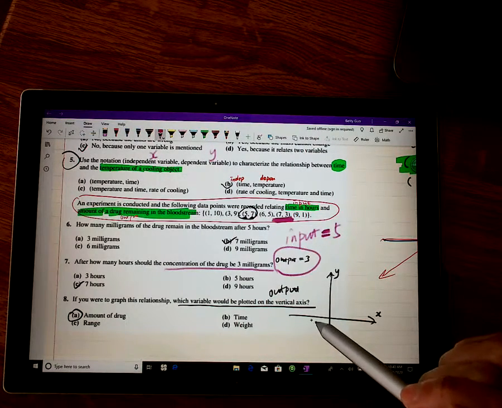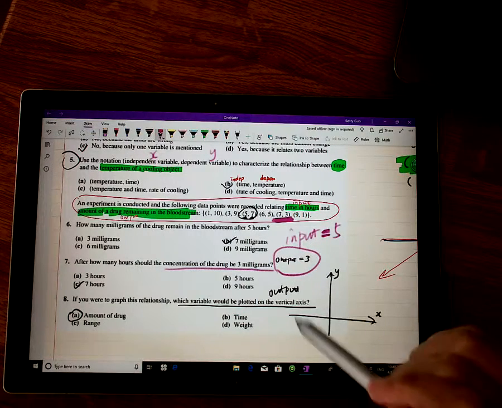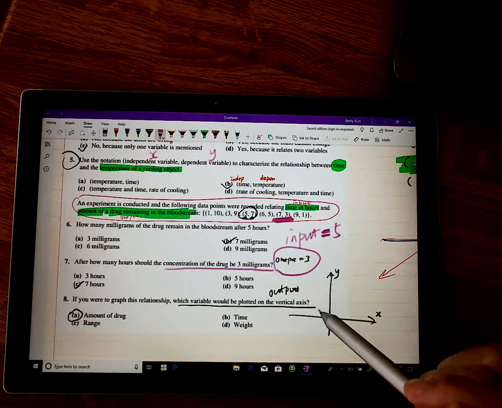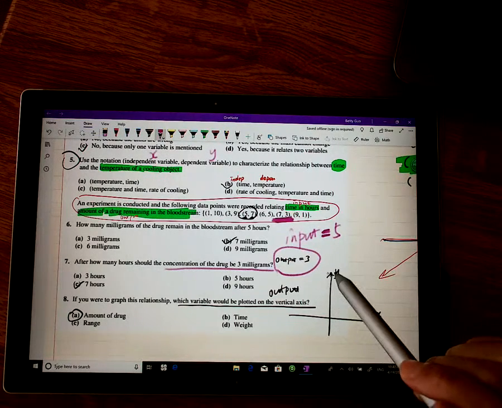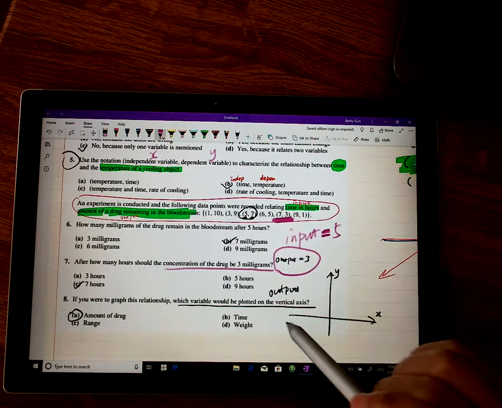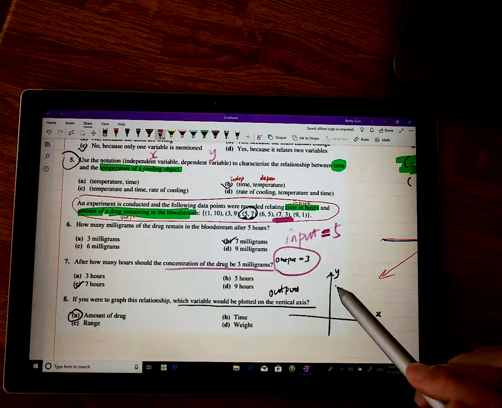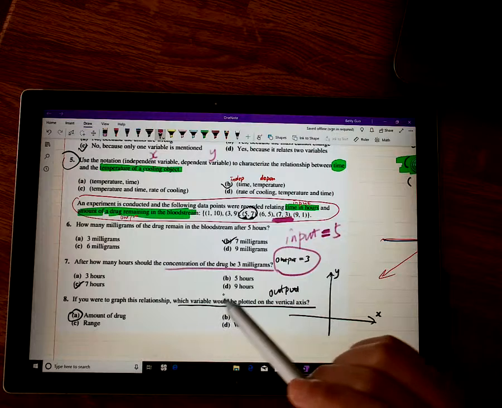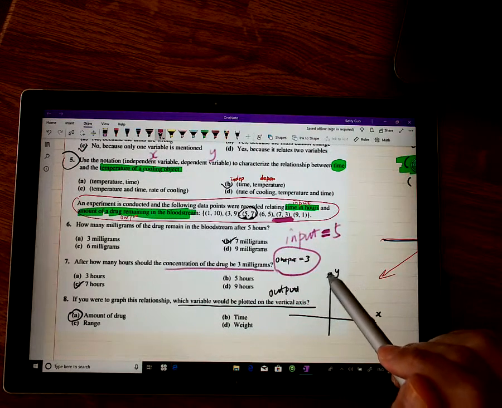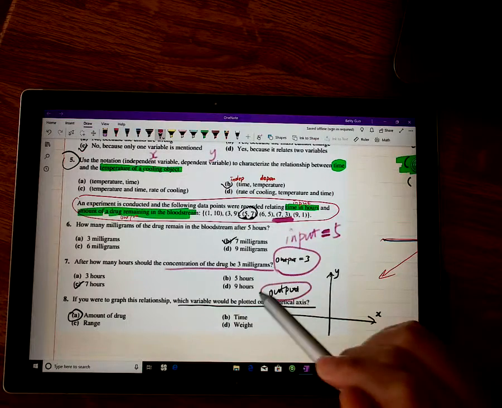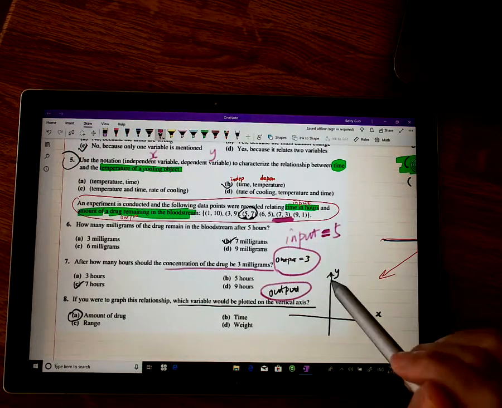Number 8, if you were to graph this relationship, which variable would be plotted on the vertical axis? We have ordered number pairs in the function, right? So it is going to be a two-dimensional graph. Two-dimensional space is formed by a baseline, x-axis, and a vertical scale, y-axis. Which variable are you going to plot on the vertical axis? We're going to put the outputs, the values for the dependent variable, on the y-axis.